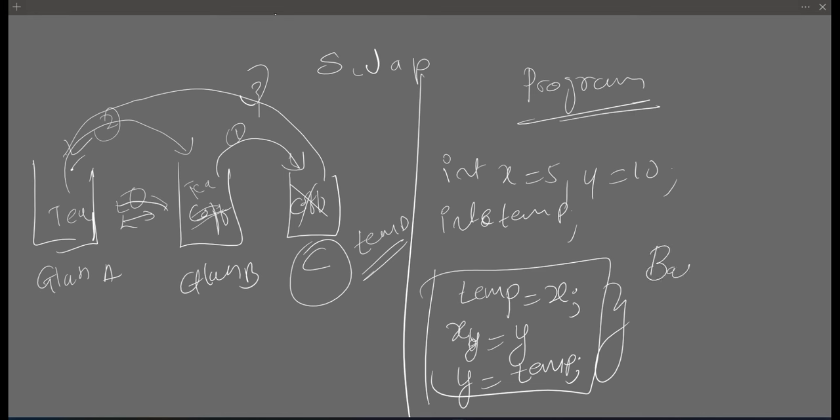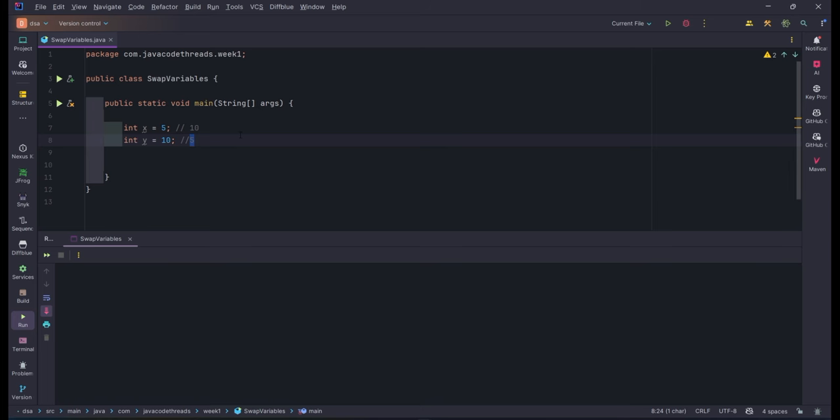There are many ways to swap variables, but this is the very basic one. Based on this logic we are going to solve many DSA problems. So let's compile this in the IDE and see what will happen.